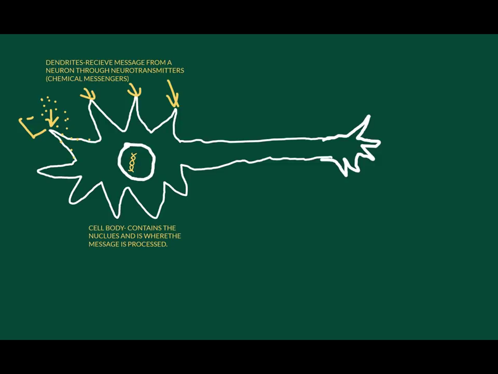Once the message is received by this neuron, these neurotransmitters are going to cause different changes in this part of the neuron. This is known as the cell body. So in this part of the neuron, you're going to find the nucleus, which stores the DNA for the neuron, and it's also where the message is going to be kind of deciphered, and the neuron's going to figure out how it's going to keep pushing that message forward.